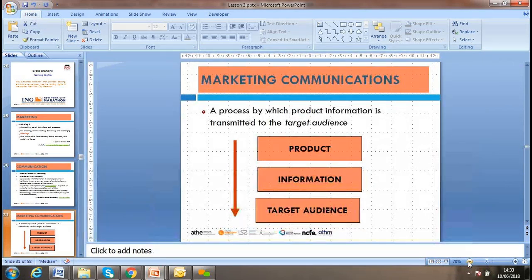So marketing communication is a process by which product information is transmitted to the target audience. So always we need to look at the target audience, to whom we really want to target. We want to target youngsters, we want to target elderly, middle-aged people. So product information and target audience. Who really wants to be focused? Is it everyone, all age groups, or do we need to be segmented? Our message needs to be accordingly as well.